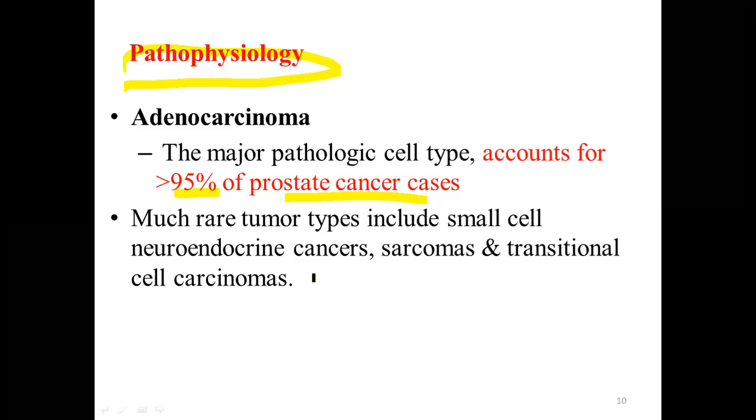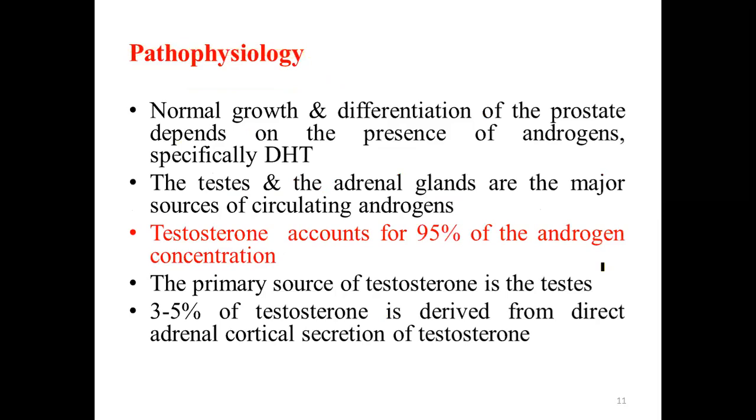So adenocarcinoma is the most common type, but there are other rare histology types of prostate cancer, not very common: neuroendocrine cancer, sarcoma, transitional cell carcinoma. It is the role of the pathologist to give us this, but mostly it is adenocarcinoma.